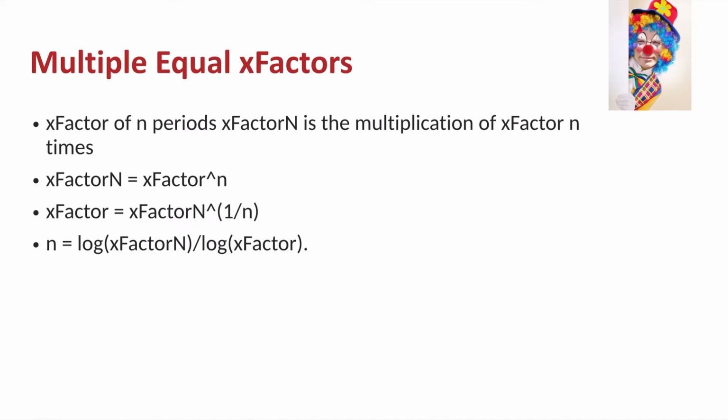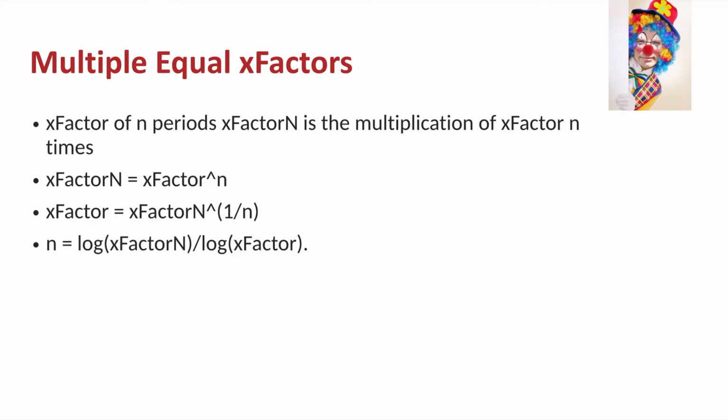I have to take the x factor n and then to the power of 1 over n. The last equation: if I have x factor n and the x factor, and I want to have the number of periods, I have to take the log function. So the log of x factor n divided by log of the x factor. But here it doesn't matter. You can take the natural log function or the log to the base 2 or the log to the base 10. This doesn't matter, but it has to be the log function.